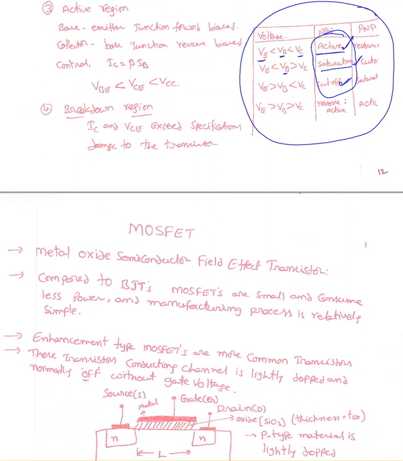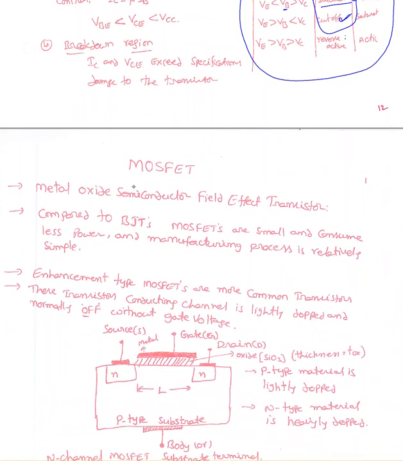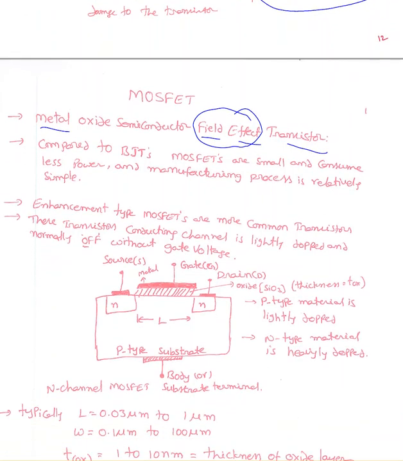Now the next transistor is MOSFET. MOSFET is nothing but metal oxide semiconductor field effect transistor. So this transistor works based on the electric field. Okay, so that's the reason field effect transistor. They use a metal to make this transistor. So metal oxide semiconductor field effect transistor, that's called MOSFET. Okay, compared to BJTs, MOSFETs are small and consume less power, and the manufacturing process is relatively simple. So that's the reason MOSFETs are famous.